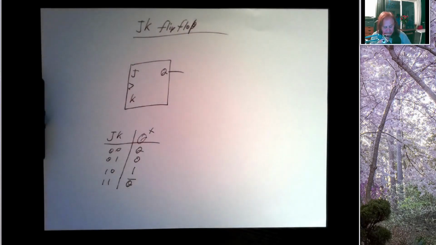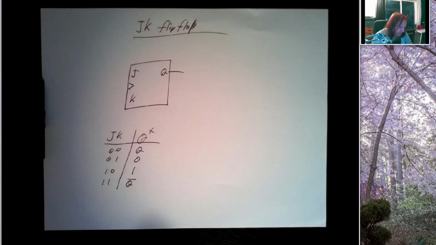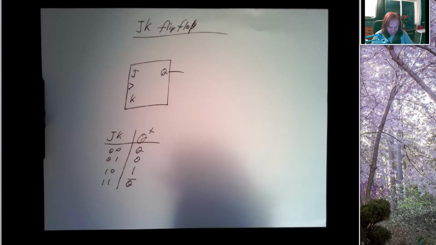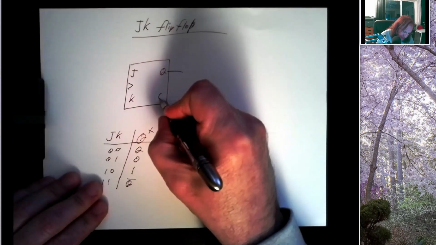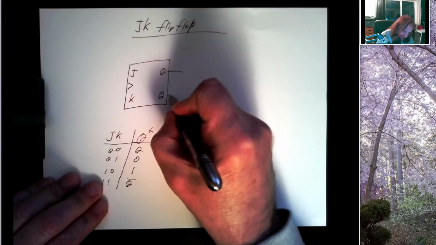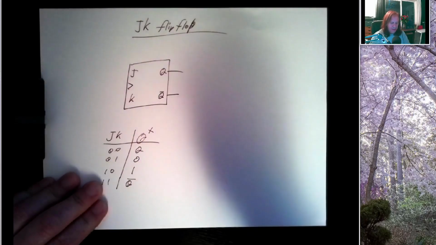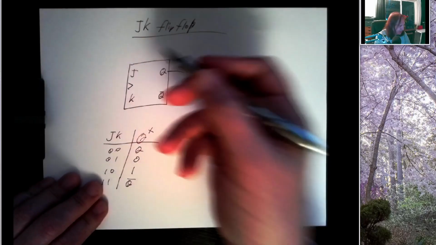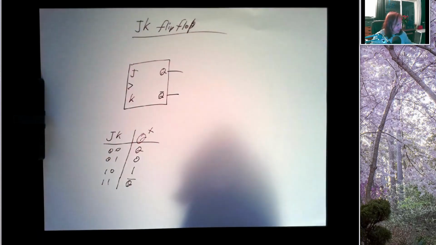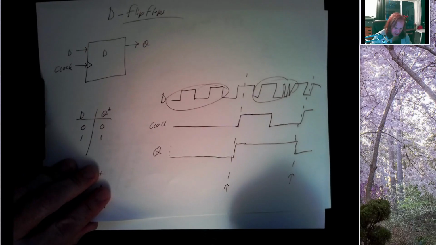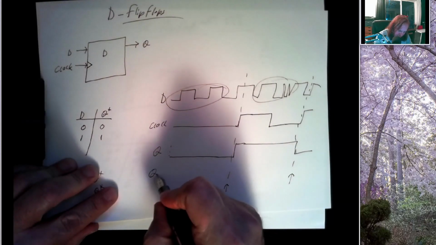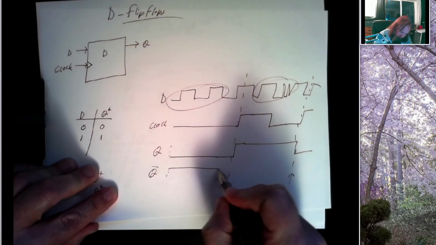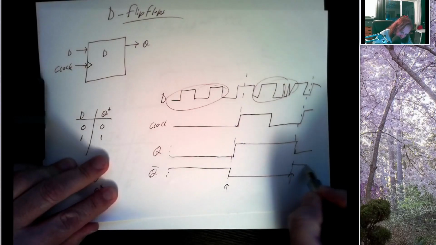All right, so let's talk about some of the realities of flip-flops. So one reality is most flip-flops have a pair of outputs, Q and Q bar. And Q bar is just the opposite of Q. So if we drew a D flip-flop and we looked at the Q bar output, it would start off high, it would go low here, it would go high here.